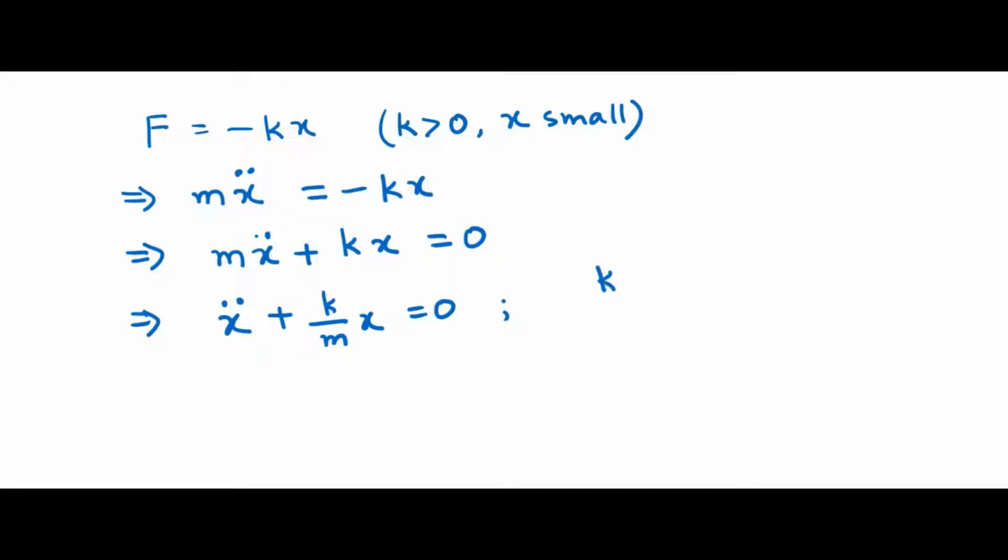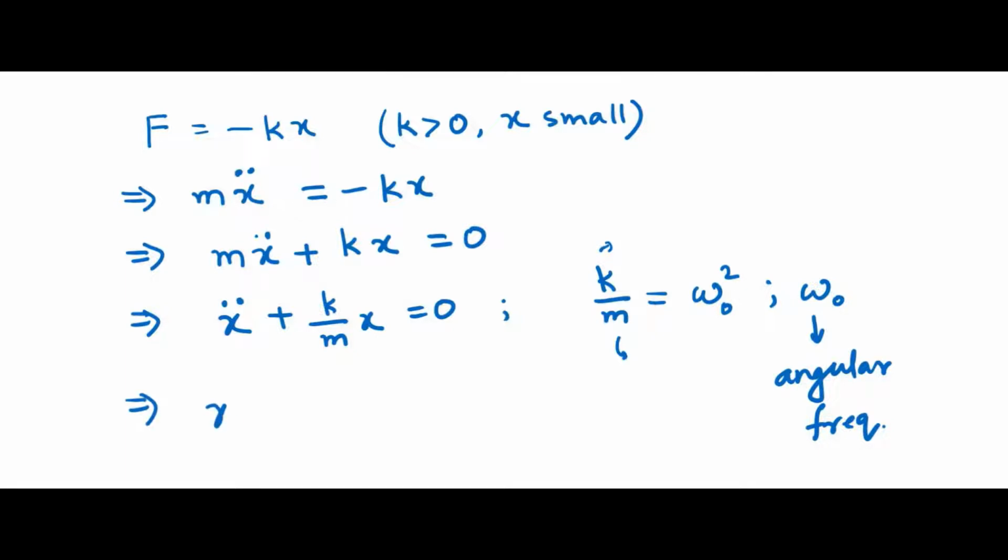It's customary to redefine this constant, which is, by the way, a characteristic of the system only, because k is a characteristic of the spring, and m is a characteristic of the mass you hang on the spring, or attach to the spring. This is defined as omega naught squared, where omega naught is called the angular frequency. So finally, it takes the form x double dot plus omega naught squared times x equal to 0.